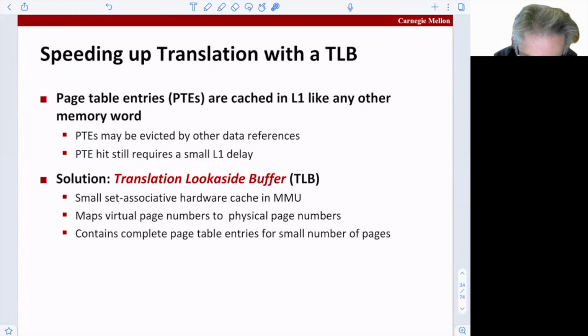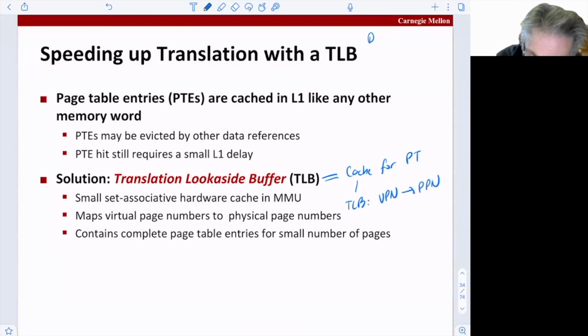The solution is to put a separate cache specific for the page table, which we call the translation lookaside buffer, or TLB. This is a very historic name, but what it means is that the TLB is a cache for the page table. And typically, in order to make this fast, it's a small set associative cache. It's usually not direct mapped, so in the best case, it can be fully associative. It maps VPN into PPN.